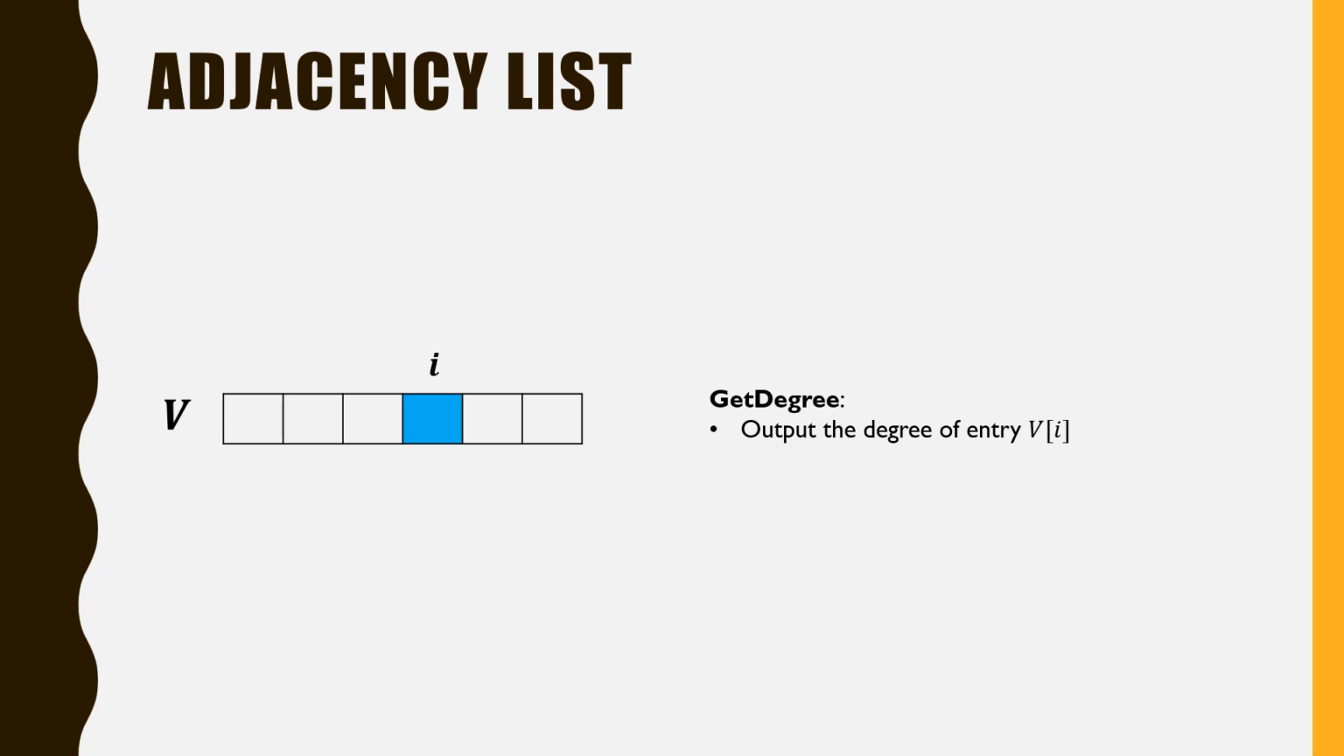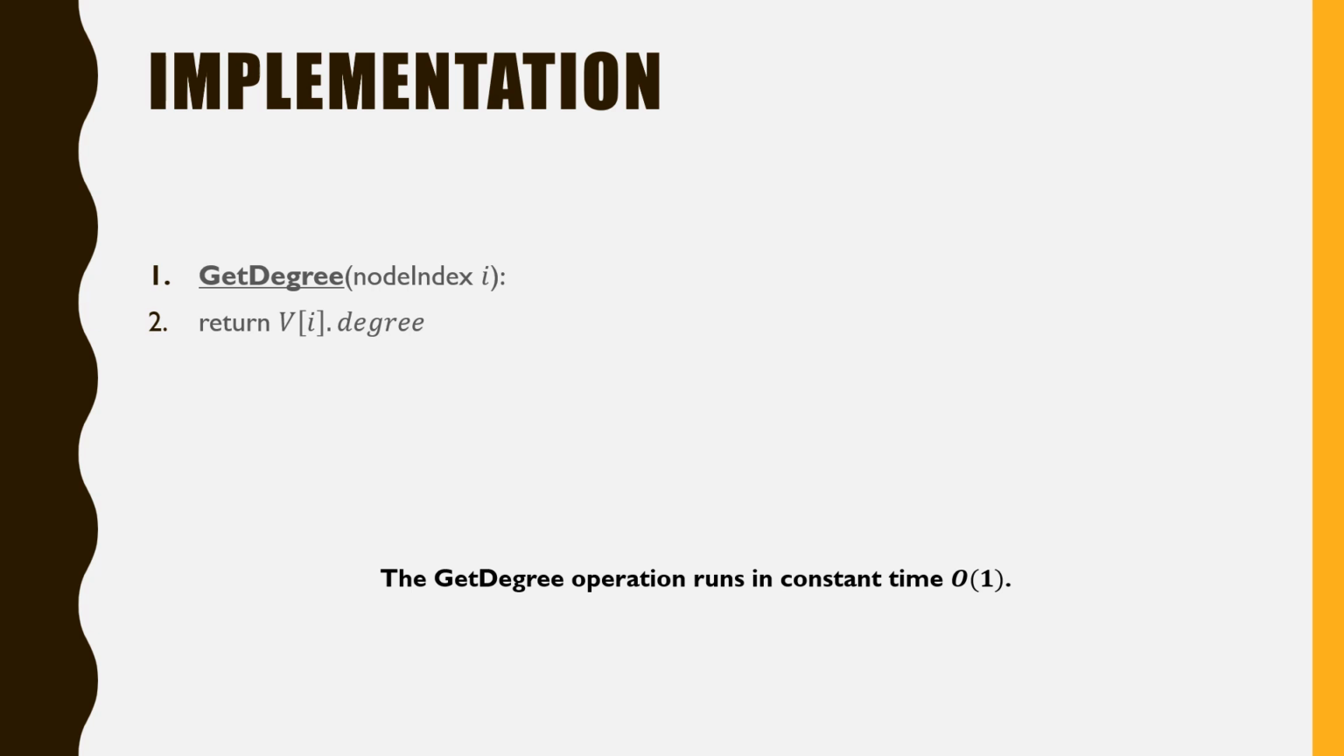Finally, we have the getDegree operation, which directly retrieves the degree of node i from Vi. Since the degree is precomputed and stored, this operation runs in constant time O(1). Here is the pseudocode for the getDegree operation.